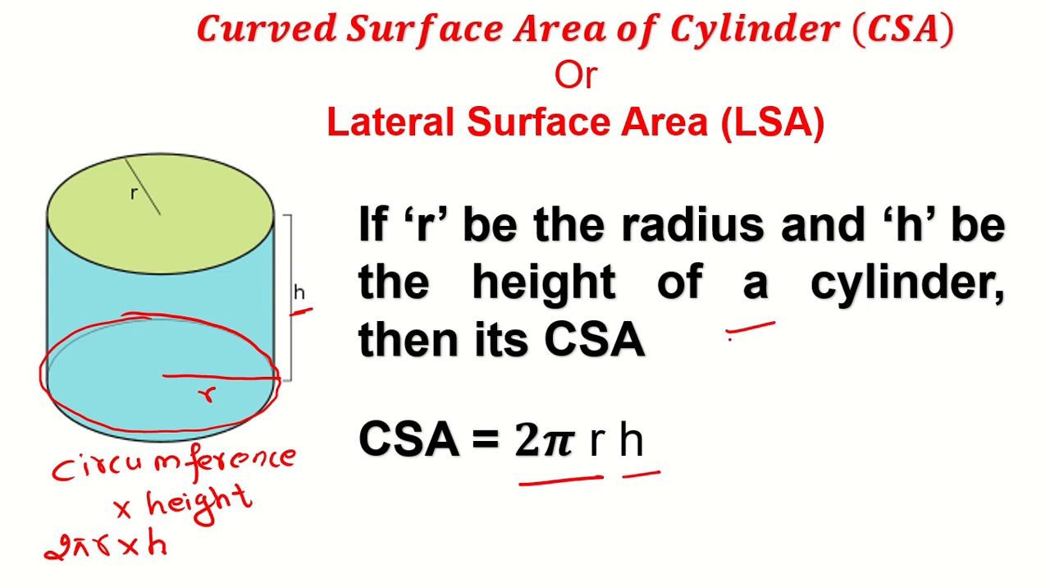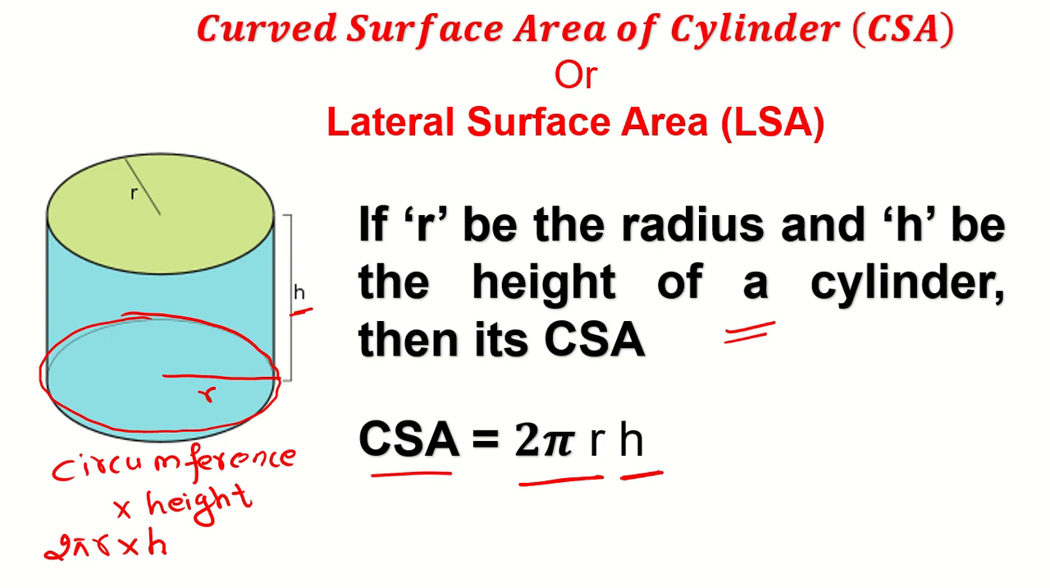I have written this in the form of a statement also. The curved surface area or lateral surface area is 2 pi r times h, and 2 pi r is the circumference of the base. If it is not a cylinder, or if it is any object with corner points, then you can say perimeter of the base times height. That we'll see in another video, but just now we are talking about the cylinder.